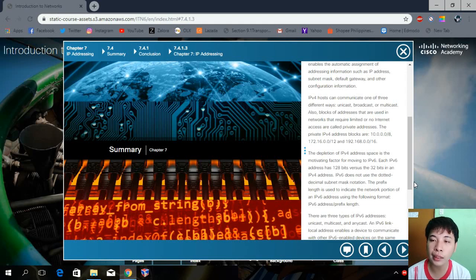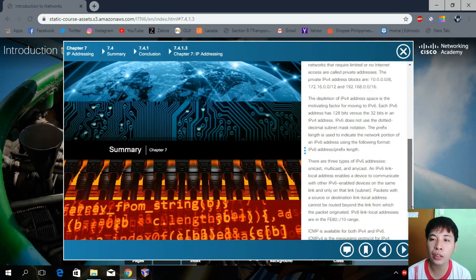Each IP version 6 address has 128 bits versus the 32 bits in an IP version 4 address. IP version 6 does not use the dotted decimal subnet mask notation. The prefix length is used to indicate the network portion of an IP version 6 address using the following format: IP version 6 address/prefix length. There are three types of IP version 6 addresses: unicast, multicast, and anycast.